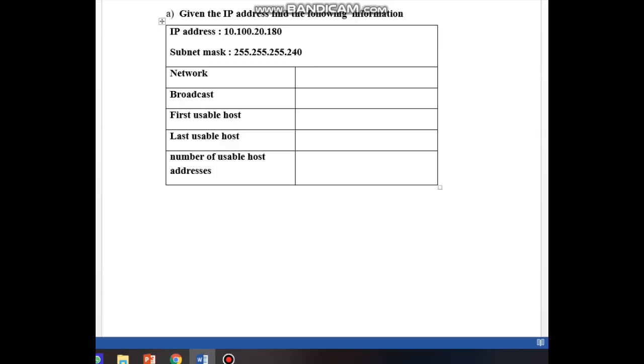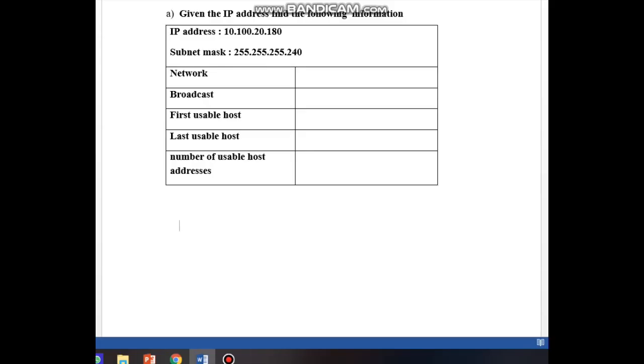First thing to do over here is let's first look at the IP address. It has 4 portions and each portion corresponds to an 8-bit binary number. So 10 will be represented by an 8-bit binary number, 100 an 8-bit binary number, and 20 and 180 will also be represented by 8-bit binary numbers respectively. So 8-bit plus 8-bit plus 8-bit plus 8-bit, a total of 32 bits will be used to represent this IP address. Same for the subnet mask. So let's just first lay that out.